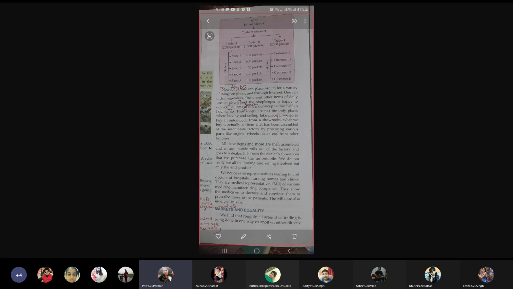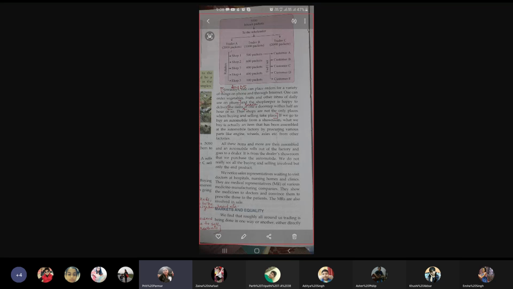One can order vegetables, fruits, and other items of daily use on phone, and the shopkeeper is happy to deliver the items at one's doorstep within half an hour or so. The shops are not the only places where buying and selling takes place. If we go to buy an automobile from a showroom, what we buy is actually an item that has been assembled at the automobile factory by procuring various parts like engine, wheels, axles, etc.